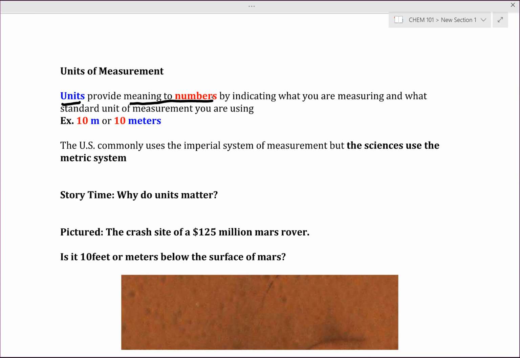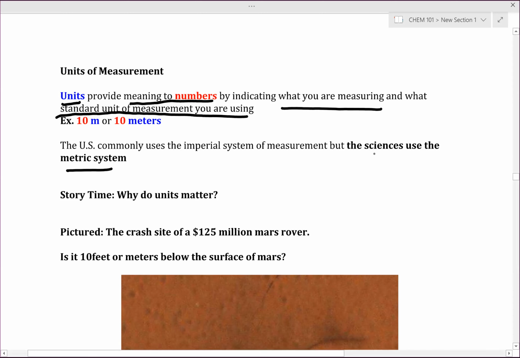What do we mean by 10? We mean 10 meters. We're describing units of distance. We're describing something that we can see and observe in our physical world. So units provide meaning to numbers by indicating what you are measuring: distance, time, mass, force, etc. And what standard unit of measurement are you using? I know for the majority of you, we're all brought up, unfortunately, on the English or imperial unit of measurement system. Science primarily uses the metric system.